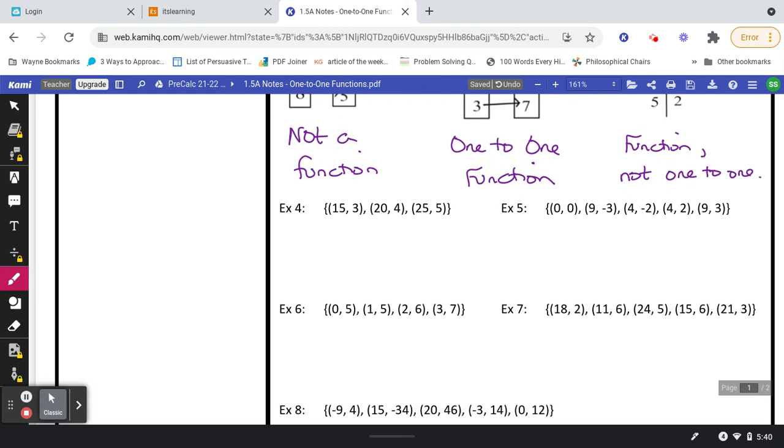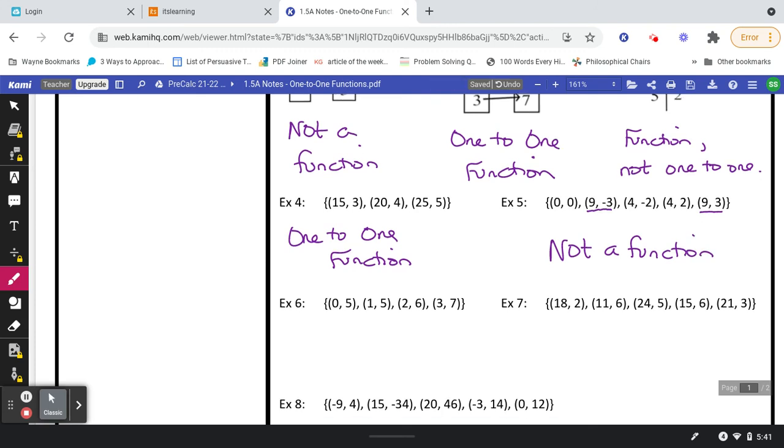Take a look at a few more examples here. Number 4. This is a function. Let's check to see, is it also one-to-one? Yes, it is. So I guess I should have written that a little differently. This is a one-to-one function. Each x is paired with a y, and each y is paired with only one x. Example 5, let's first check to see if it's a function. It is not. I notice that 9 is with -3 and then 9 is with +3. So this is not a function at all. And if it's not a function, there's no purpose of us checking to see whether it's a one-to-one function.